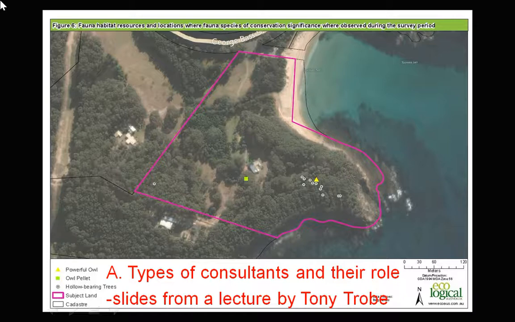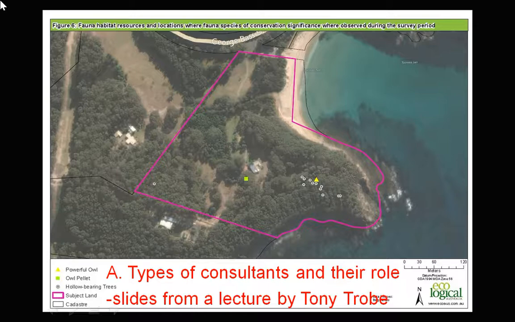So really, the little triangles are where they saw powerful owls. Powerful owls are a protected species in the area which they're trying to continue to protect. And they were mapping the owls by looking for owl pellets or looking for owl poo, right? So that's how they could know that there were owls there, apart from seeing one. And also to look for hollow barren trees, which basically were the places where owls would nest.